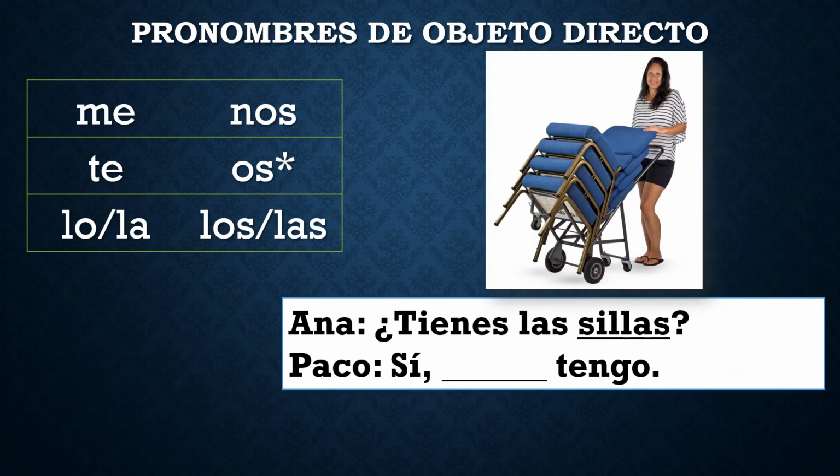Vamos a ver más ejemplos. We're going to see more examples. ¿Tienes las sillas? Sí, las tengo. Do you have the chairs? Yes, I have them. Las is the direct object pronoun that we'll use to replace las sillas, the chairs, because that's feminine plural.